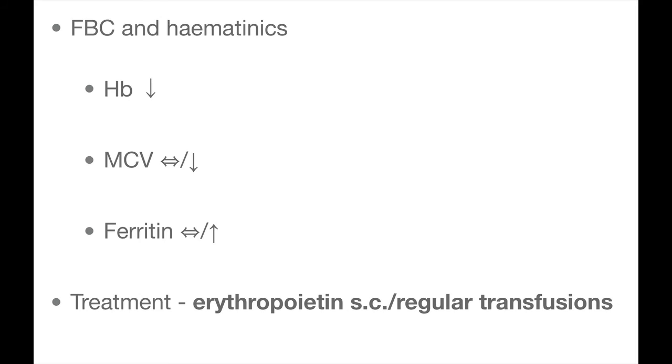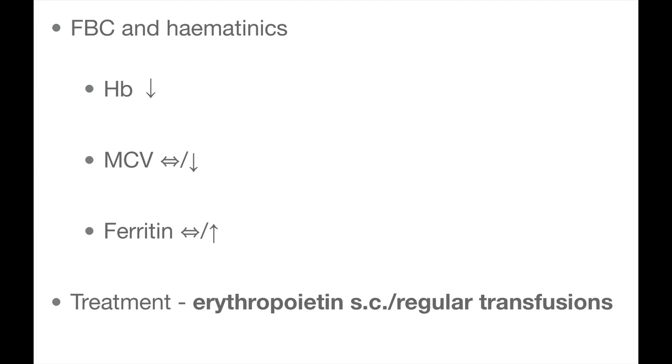It can actually be very difficult, based on the full blood count and the haematinics, to diagnose an anemia of chronic disease, and it's something that really is more suspected based upon the history. The hemoglobin will of course be low because it's an anemia. The MCV can either be normal or it can sometimes be low. Note, however, that on a blood film, even though you might see microcytosis and hypochromic red cells, this is rarely as severe as an iron deficiency anemia.